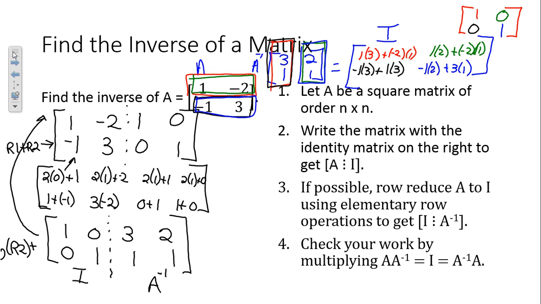Okay? So we found the inverse. When we multiplied the inverse times the original, we got the identity. This is the inverse, yes. So we found our inverse. When we multiplied the original times the inverse, we got the identity. That was just checking it. But this guy up here is your answer. Yes, it should make the identity.